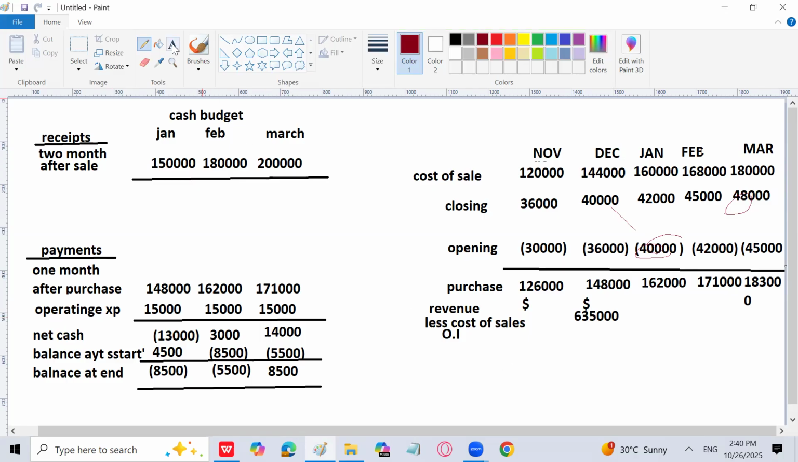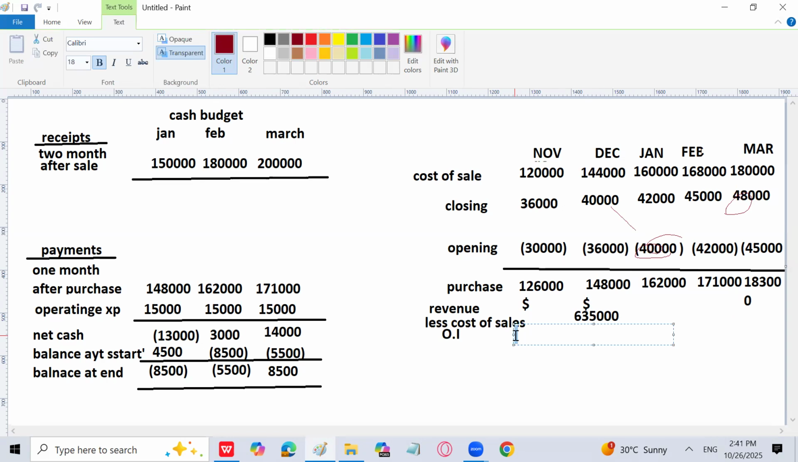So we can easily write it down that the opening inventory at the start of January is the closing inventory of December, 40,000. And the closing inventory is 48,000, which obviously needs to be subtracted. That is the ending inventory of March, closing inventory of March. Now I will add purchases. Again, the same thing. It is based on accrual basis, my dear, not on cash basis.